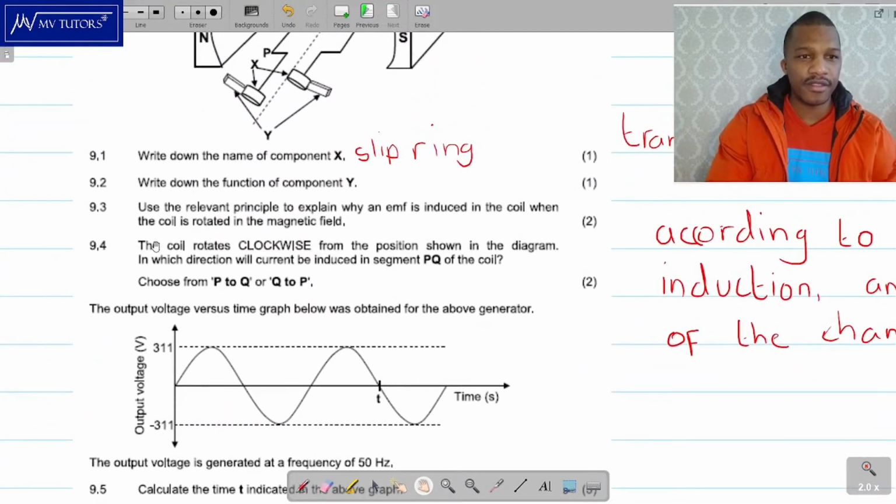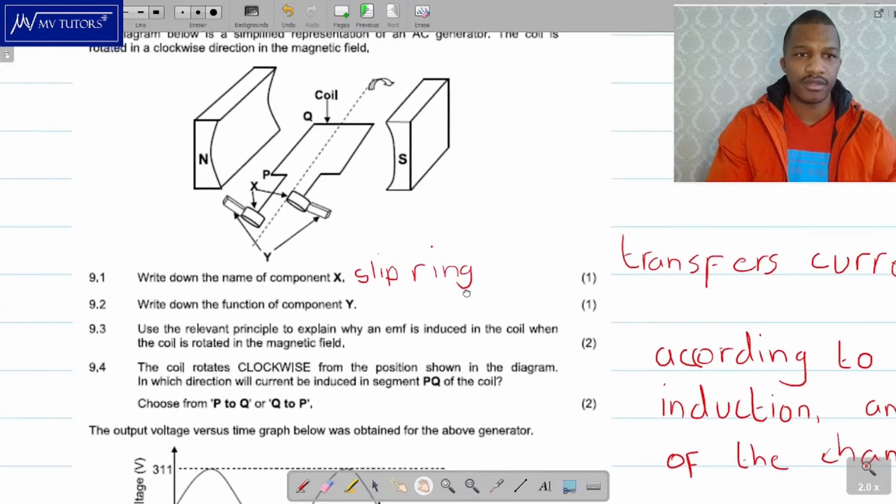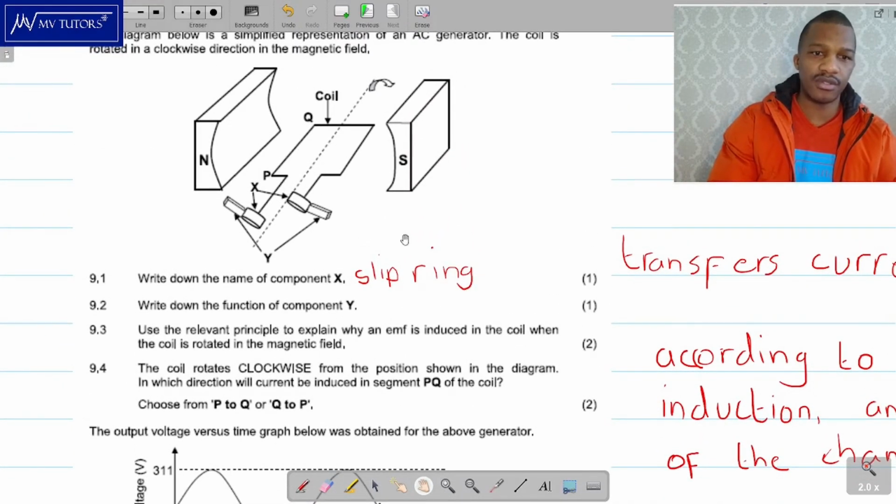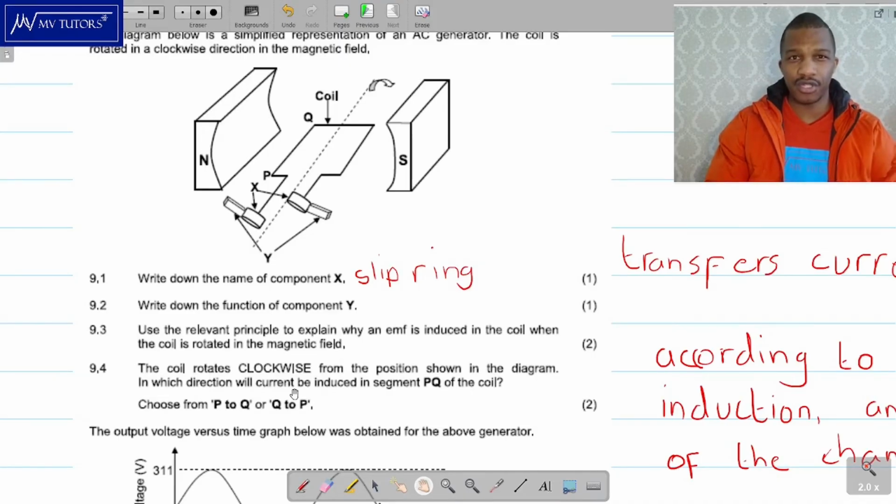Now, this one says 9.4, the coil rotates clockwise from the position shown in the diagram. In which direction will current be induced in segment PQ of the coil? So where's that segment? There's P, there's Q. Choose P to Q or Q to P. I don't know whether your teacher taught you the left hand rule or the right hand rule, but either one of them can work. You just have to stick to what your teacher taught you.